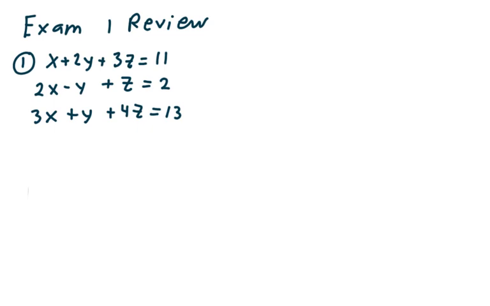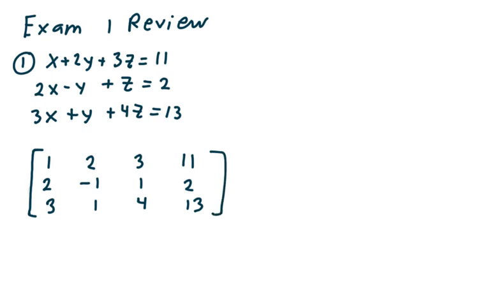We want to solve the system using Gauss-Jordan elimination, and so we need to write the associated augmented matrix. That's going to be 1, 2, 3, 11, 2, negative 1, 1, 2, and then 3, 1, 4, 13.